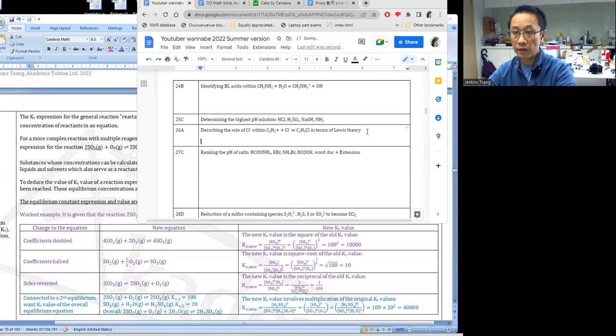Question 26 now, describing the role of the chloride ion within an organic reaction in terms of Lewis theory. Under the Lewis theory, a Lewis base is an electron pair donor, while the Lewis acid is the electron pair acceptor, as the Lewis base and acid form some kind of dative covalent bond.